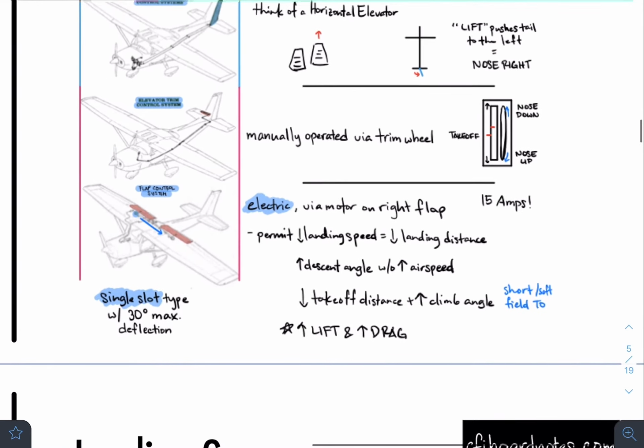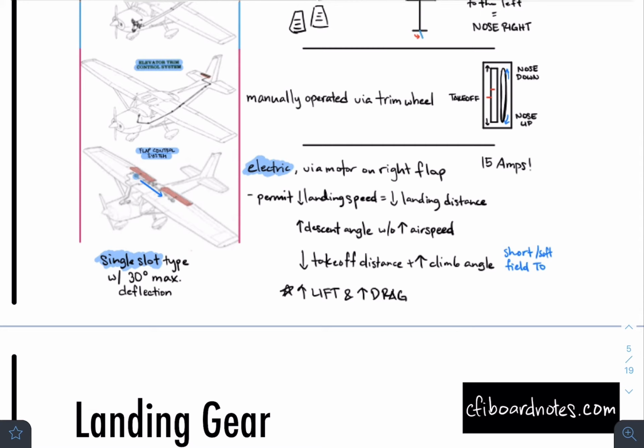And the last secondary flight control system that we have would be the flaps. All right, we have those over here. And like we talked about, single slot type with 30 degrees max deflection. Especially when they talk about flaps, they really ask about two specific things, which is the ones we've highlighted, electric flaps and single slot.